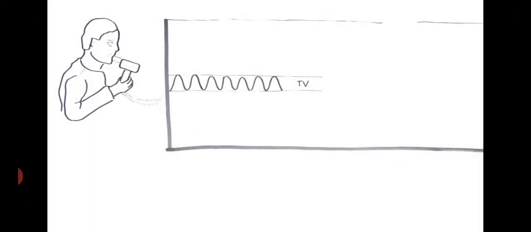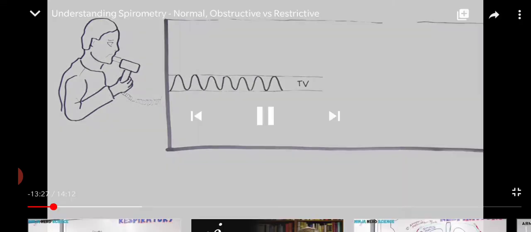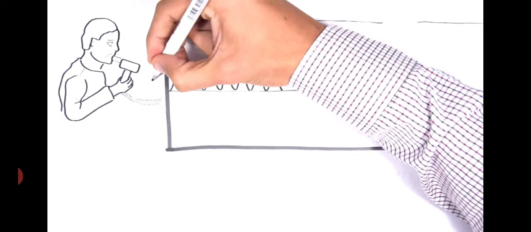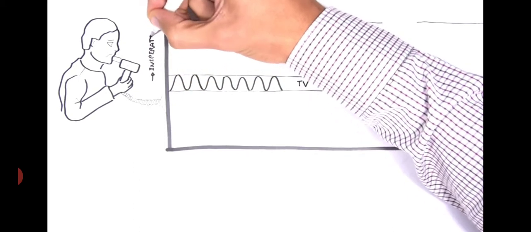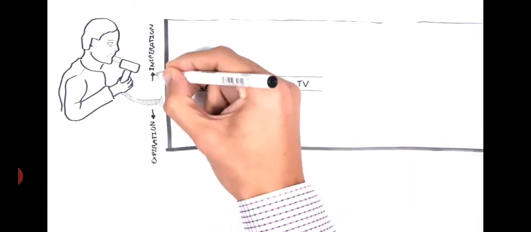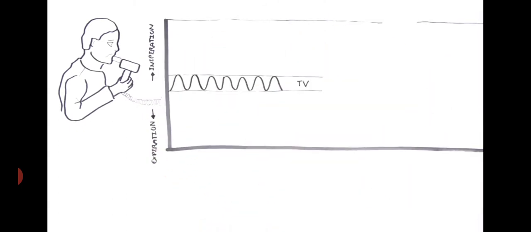The graph here, the x-axis you can say is just the time, and on the y-axis is the lung volume. So this up-down is the lung volume. Going up the y-axis is inspiration. The lung volume will increase when we inspire air in. And going down the y-axis is expiration. The lung volume will decrease when we breathe out, obviously.